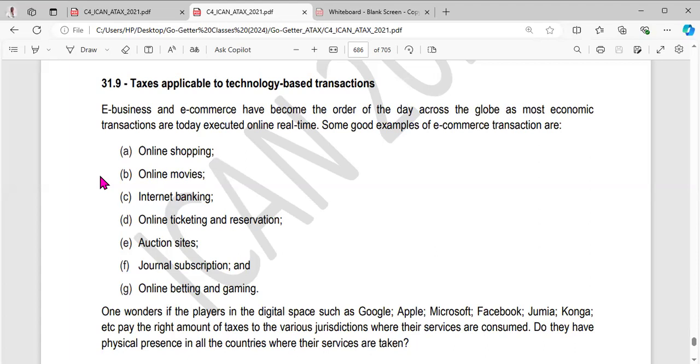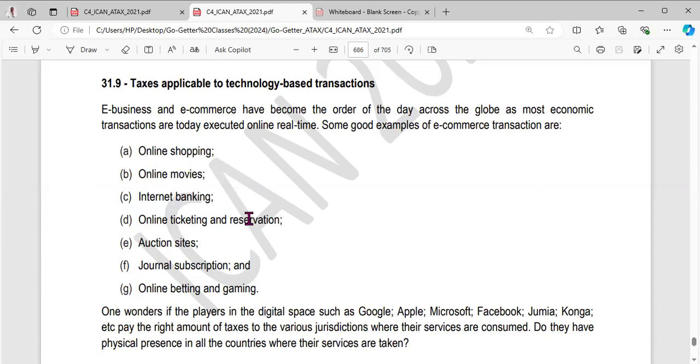Internet banking, of course, we all know that. Online ticketing and reservation, you book things online. Even movies, book online. Even if you want to take a bus, Uber, you book online. You make reservations for hotels online, auction sites, journal subscriptions, online betting and gaming. People do that a lot. Bet Naija, all that.